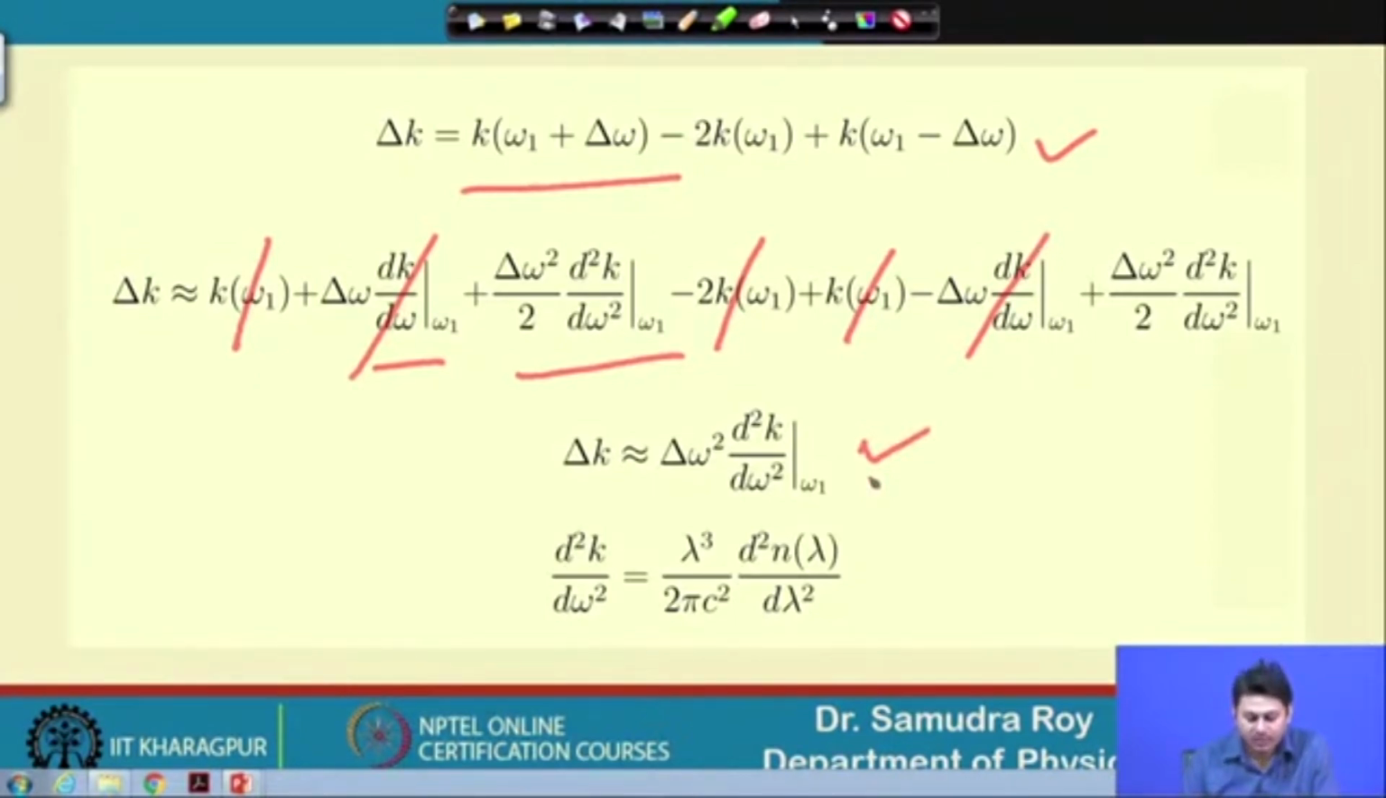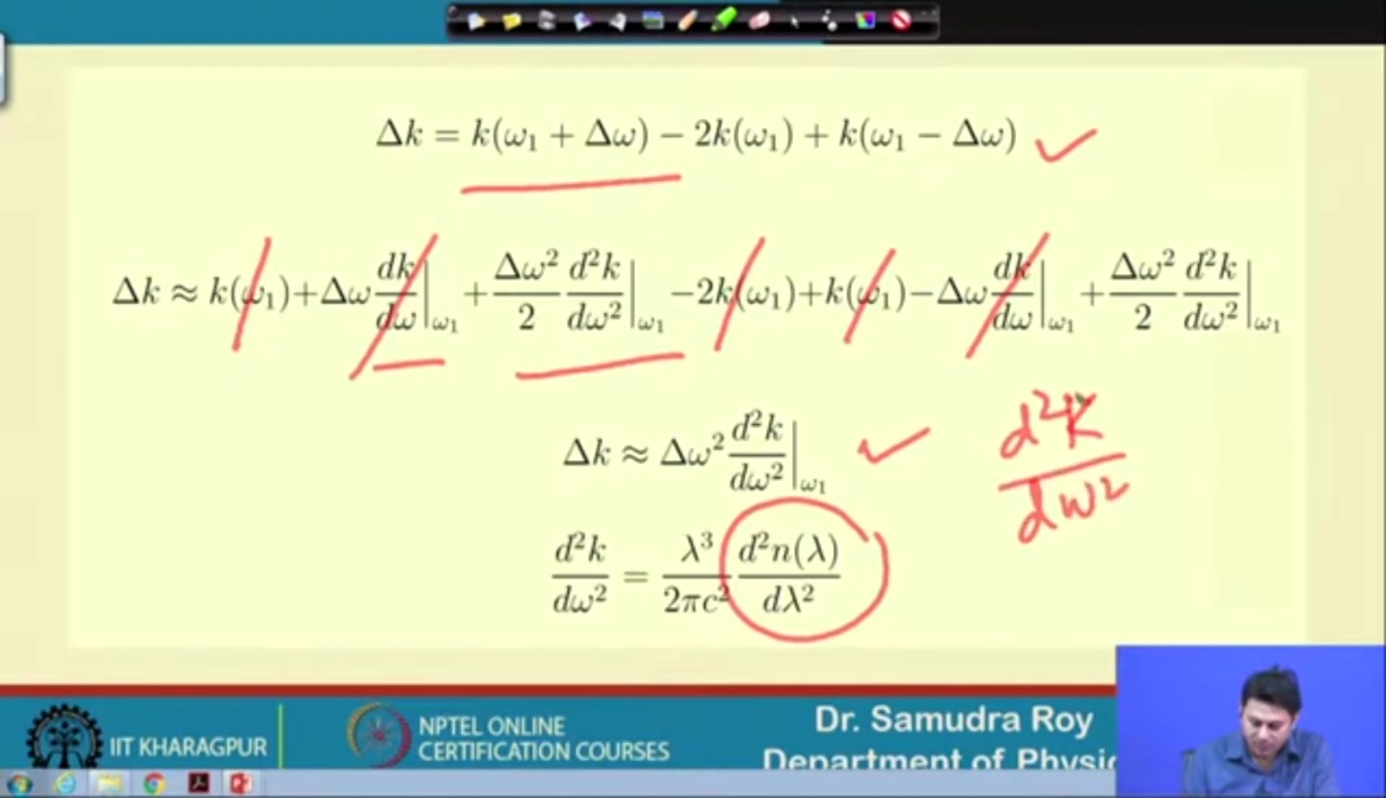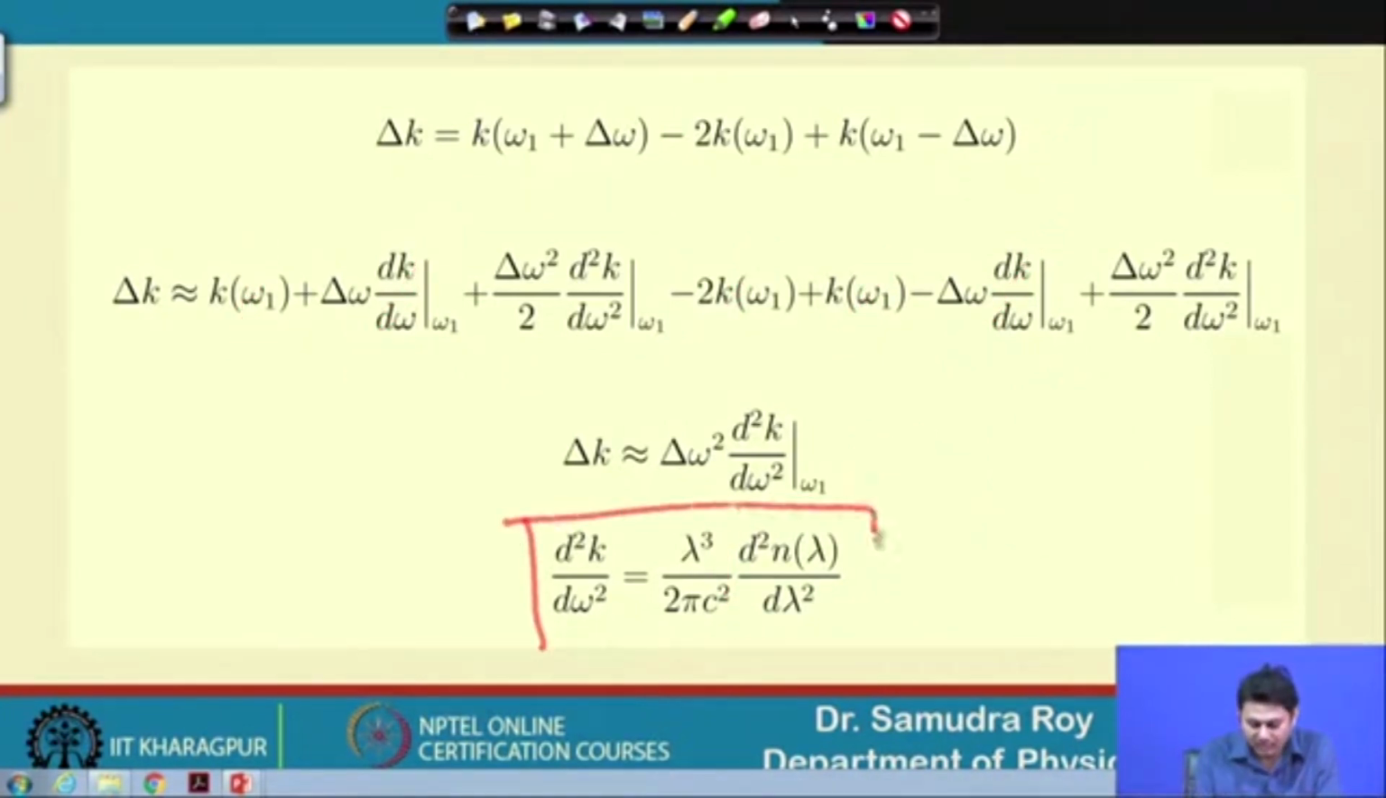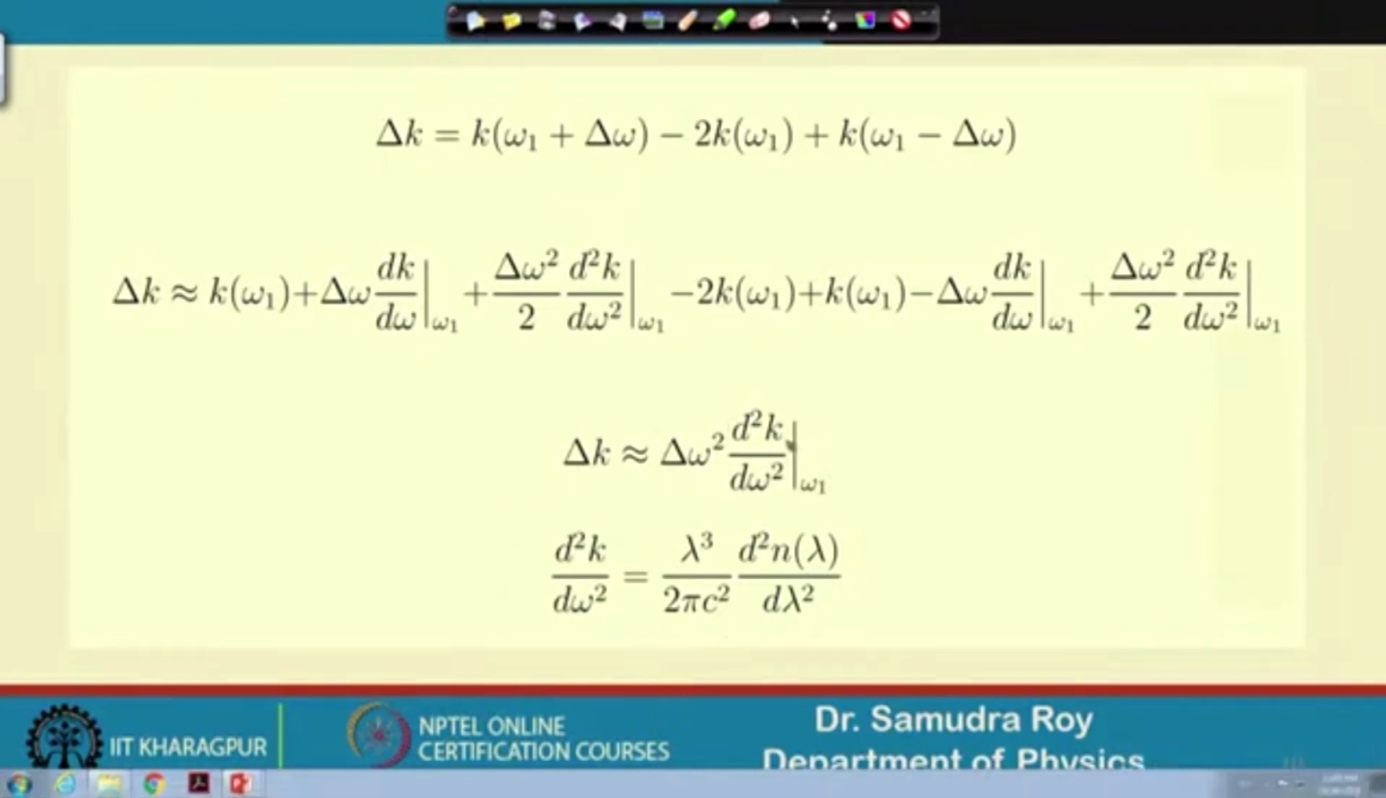Now, d2k d omega squared is a quantity called dispersion, which is related to how the refractive index changes with wavelength. It is called the dispersion term: how the k vector or the propagation constant changes with respect to frequency. This is equivalent to how the refractive index changes with respect to wavelength or frequency. So there is a relationship between d2k d omega squared and the wavelength like this. I suggest students try this calculation by themselves and check whether they get this expression. So if delta k equals 0, that means d2k d omega squared is equal to 0, which means d2n d lambda squared is equal to 0.